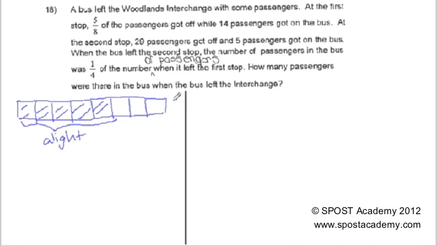But 14 passengers got on the bus. So 4 units plus another 14 passengers on the bus. So after the first stop, there will be a total of 3 units plus 14 passengers on the bus. This is the first stop.